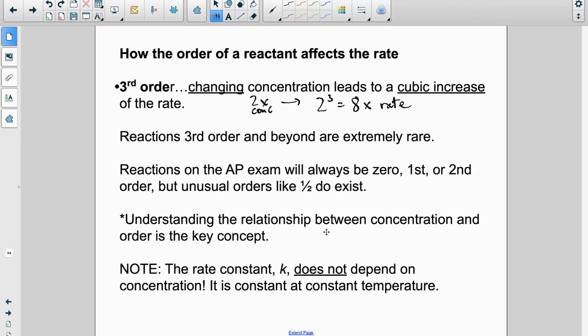So what we need to be able to do is to relate the changes in concentration and the order to the rate changes and be able to recognize those. And note, the rate constant is constant at constant temperature. It does not change depending on the concentration. It's always constant as long as the temperature stays constant.